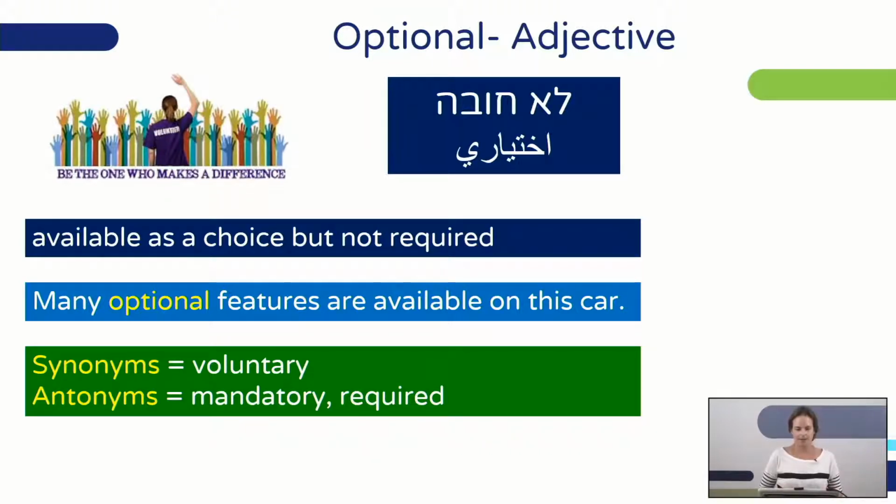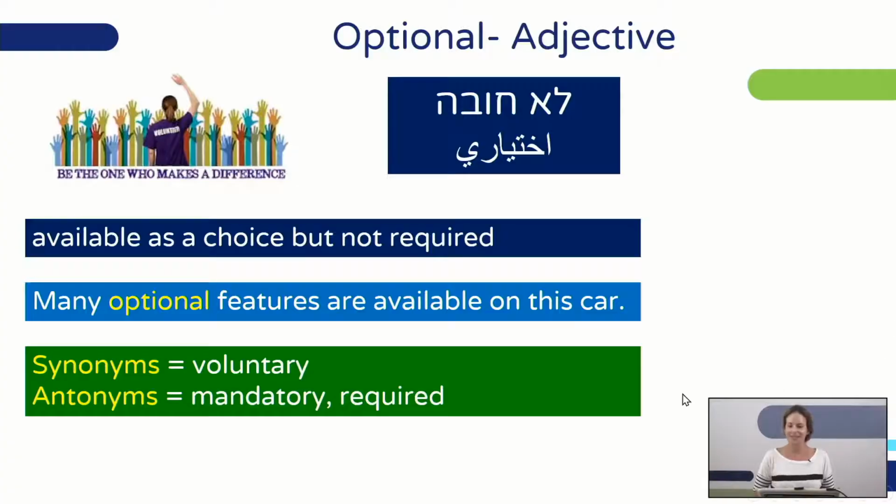Okay? So optional features meaning, my brother just got, I keep talking about him because I was just talking to him on the phone earlier, but he got this really cool new BMW and he got all the optional features. He got all these cool lights and sound system. It's really awesome. Now a synonym for optional would be voluntary, okay? And an antonym, or a word with opposite meaning, would be mandatory or required, okay?